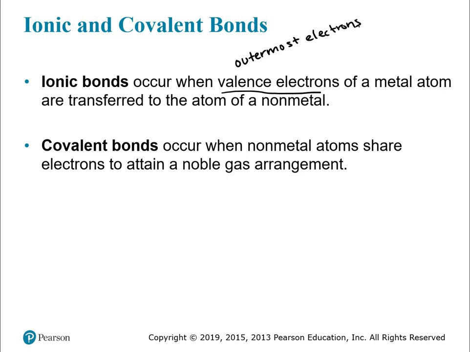So if you have an electron configuration, let's say the abbreviated configuration, where you have a noble gas core and then some s and p electrons, those s and p electrons outside of the noble gas core are the valence electrons. Those electrons are transferred from the metal to the nonmetal. A covalent bond occurs when nonmetal atoms share electrons and they attain a noble gas arrangement. There's no transfer, they're sharing.